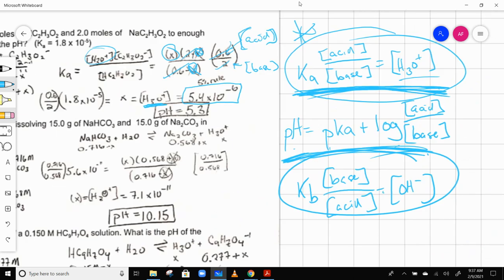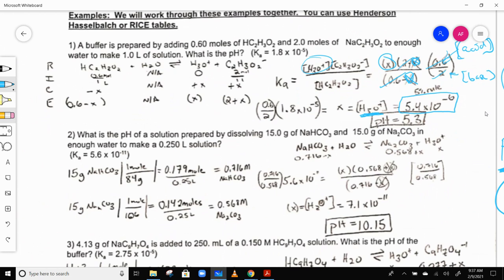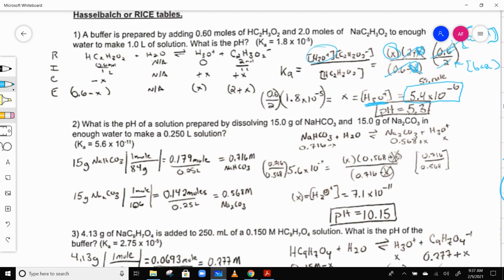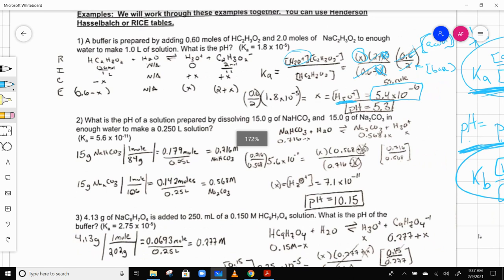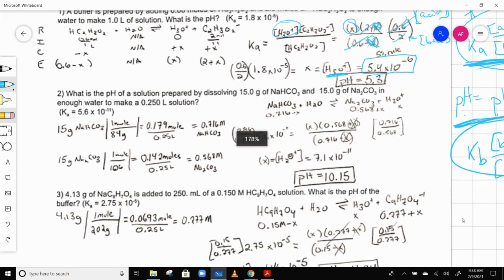Okay, same thing. If you forget this, do the work. Do the rice table. It doesn't really take that much more time. I guess it takes about twice the amount of time, but it's not a lot of time. Okay.